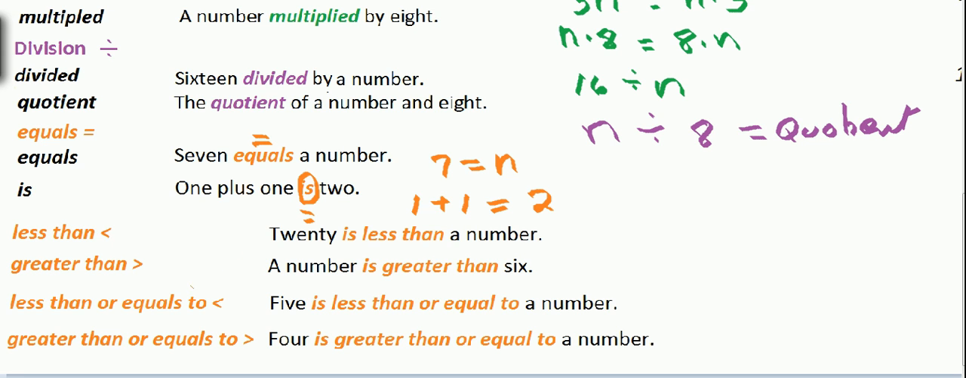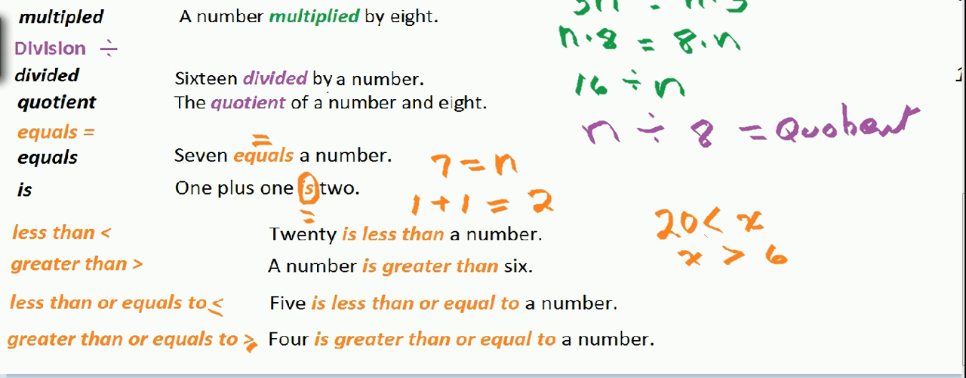Now we're also going to run into less than, greater than, less than or equal to, or greater than or equal to, and we want to add our little lines here for or equal to. 20 is less than a number. Let's convert to x's here. A number is greater than 6. X is greater than 6.